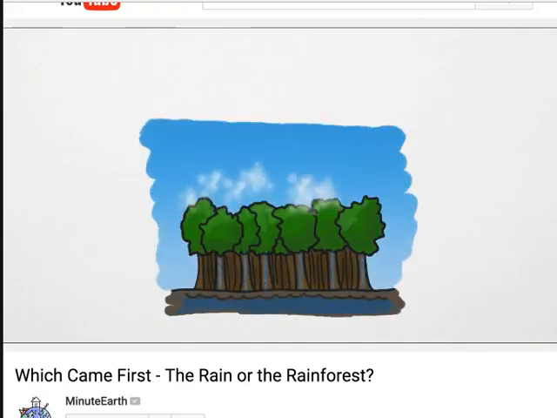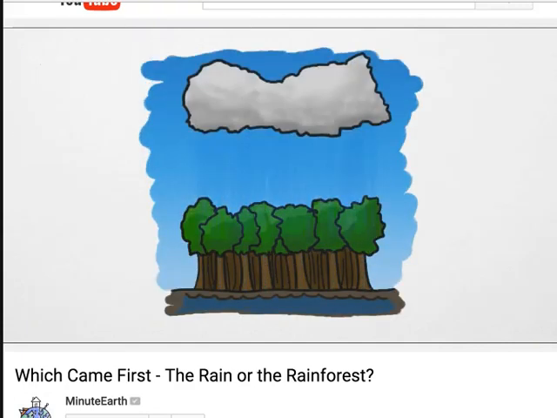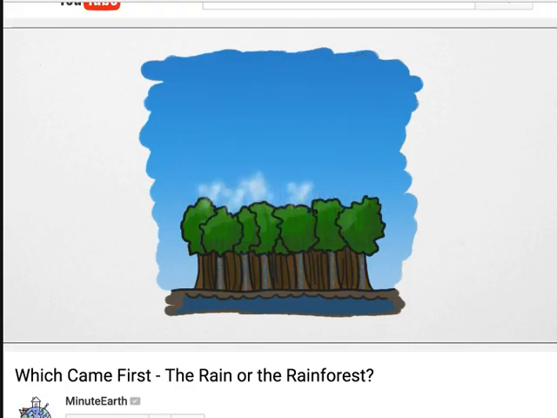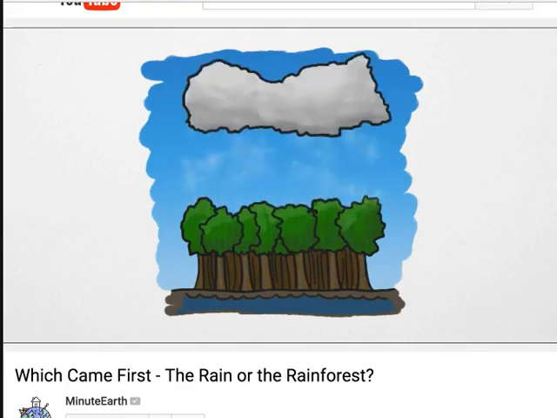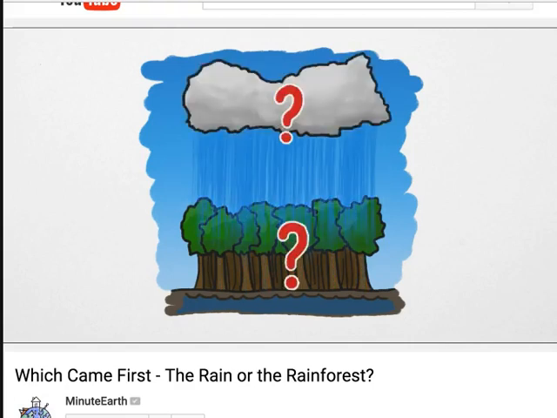Without the forest pumping so much water into the air, rainforests wouldn't be as rainy. And without so much rain, the forest couldn't pump so much water into the air. So which came first, the rain or the rainforest?